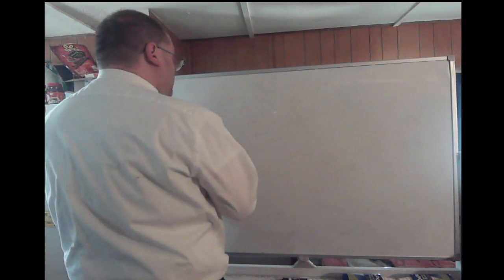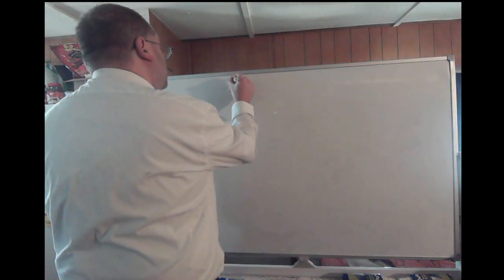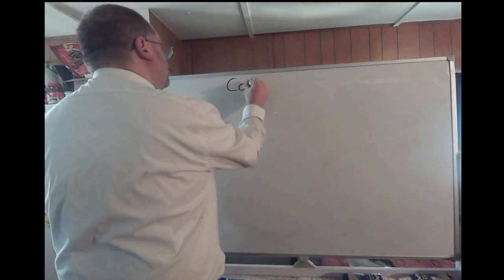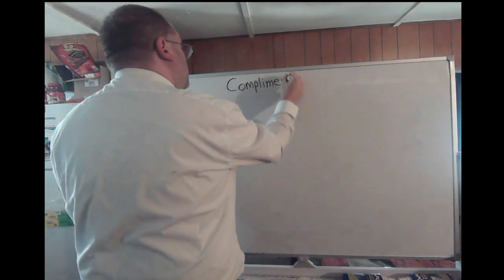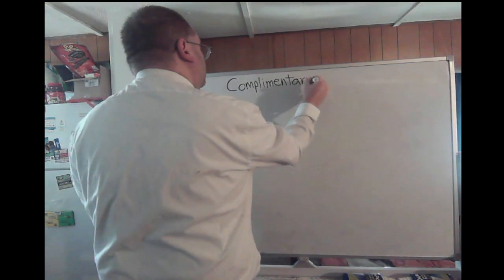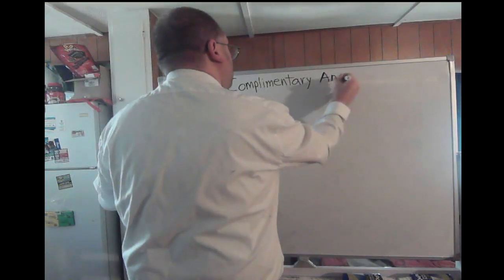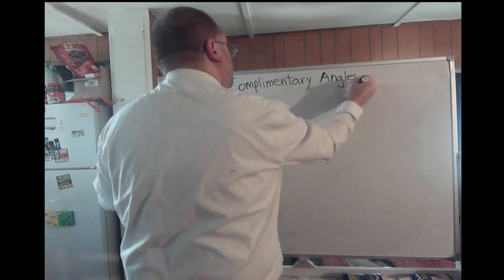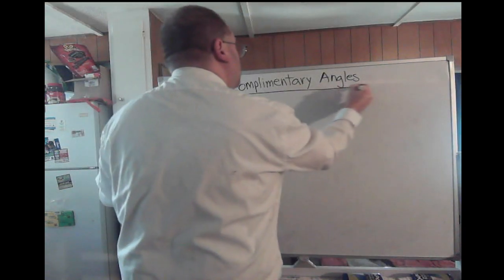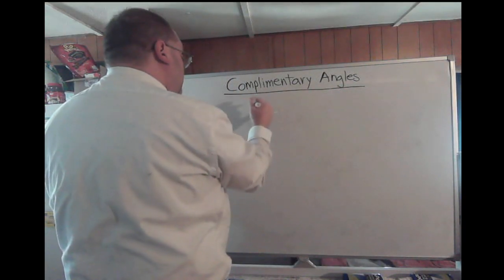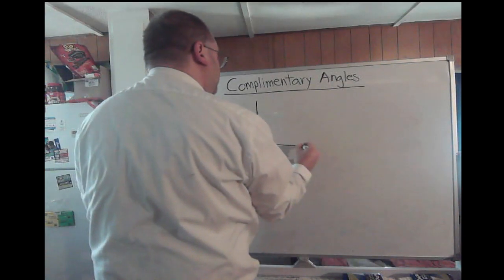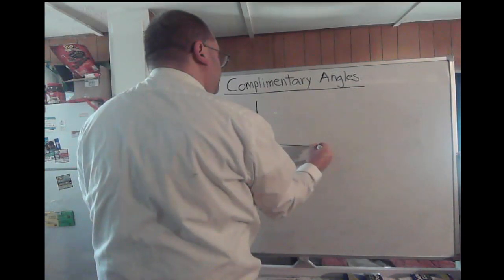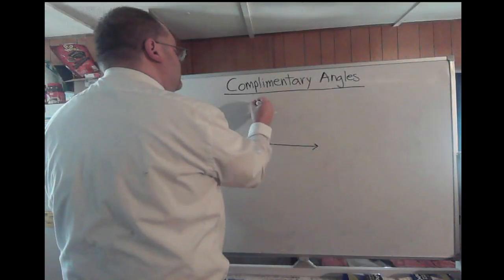Alright. Now we're going to do what's called complementary angles. We got complementary angles. So you have complementary angles whenever you have two angles that the sum of their measures equal 90 degrees.